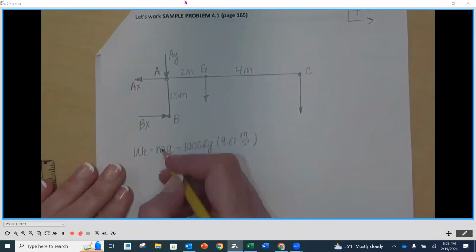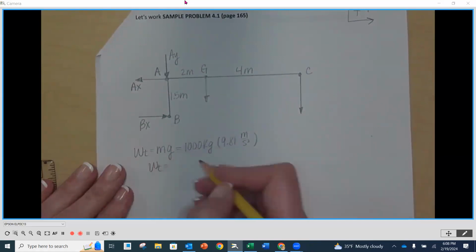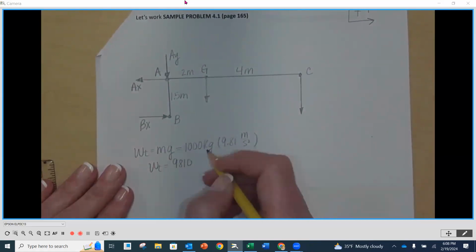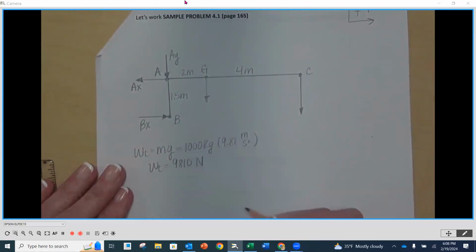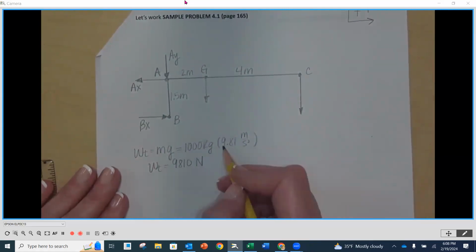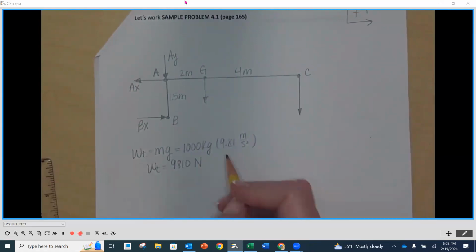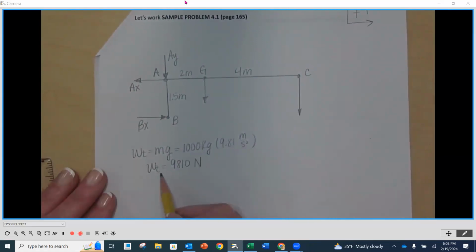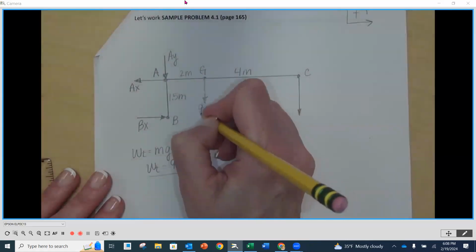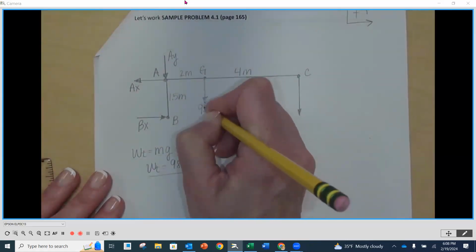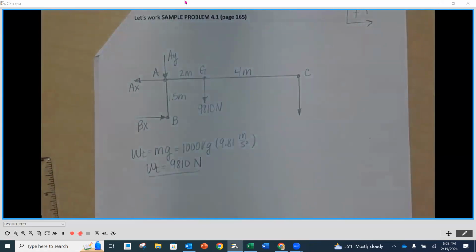And if I multiply those two together, my weight is going to be 9,810 newtons, because I'm multiplying 1,000 times this. So this is going to be the weight: 9,810 newtons coming down at G. That's the weight of my crane.